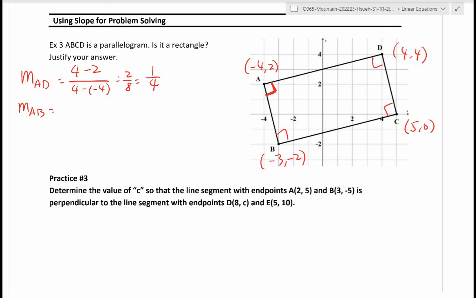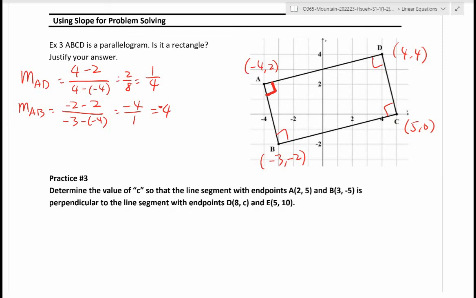And let's see AB. Again, left to right. That'll be -2 minus 2, the change in y values, over -3 minus -4. So that's -4 over 1, which is -4. And you can see they are indeed perpendicular, because if you flip the fraction it becomes 4 over 1, which is 4, and you put the negative sign there, so it's -4. So that's perpendicular. That's good.